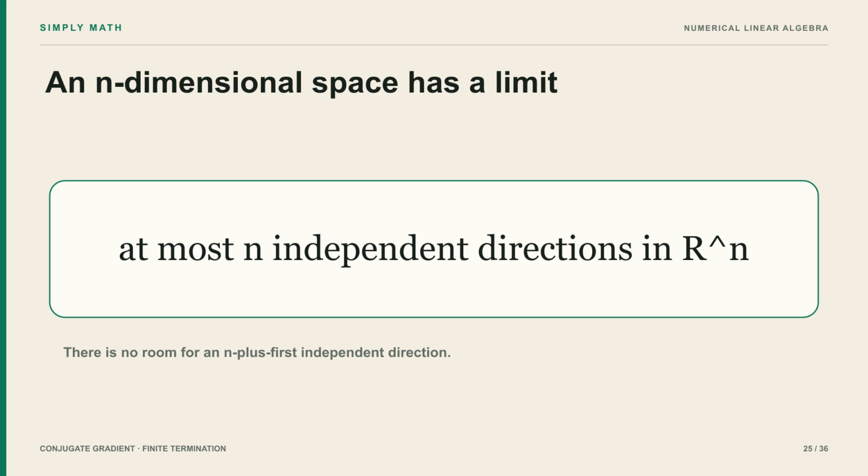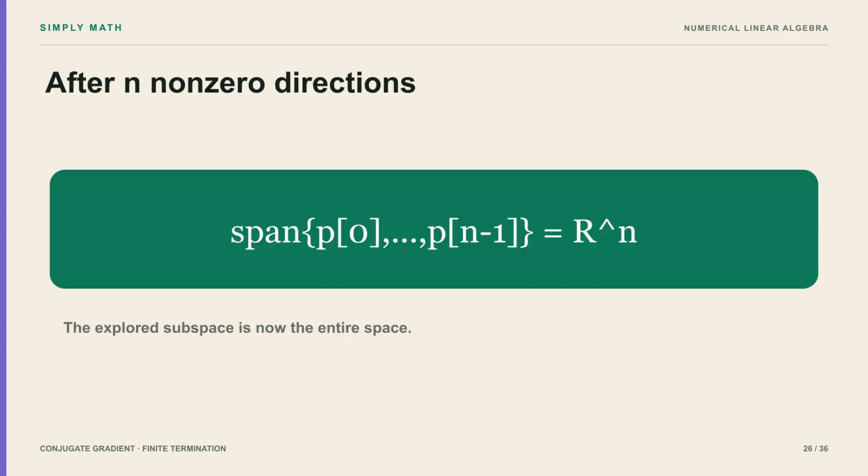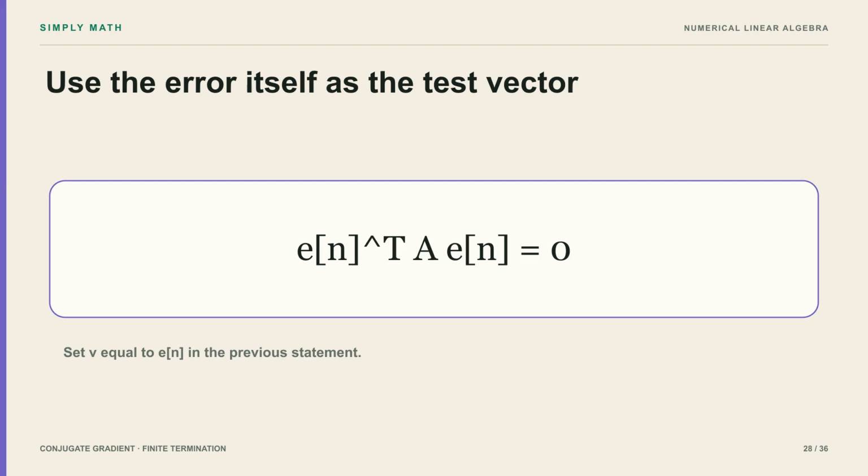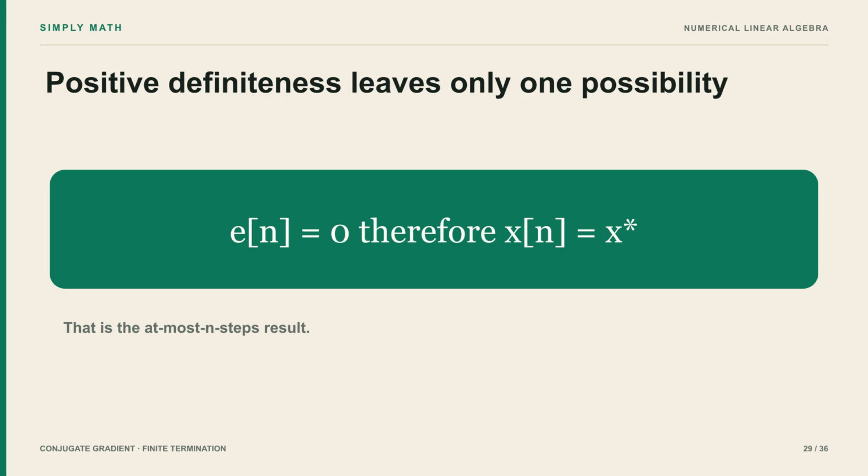But R^n can contain at most n linearly independent directions. After n non-zero conjugate directions, their span must be all of R^n. The final error is then A-orthogonal to every vector in the whole space. Choose the test vector v to be the error itself. Then e_n transpose A e_n equals 0. Positive definiteness says this can happen only when the error is 0. So x_n is the exact solution.